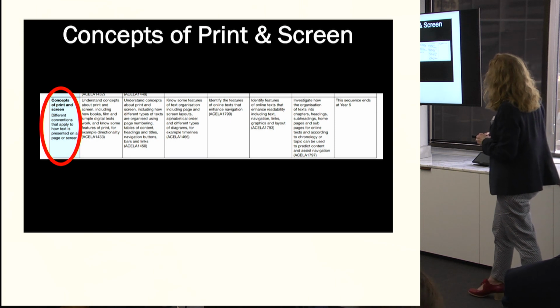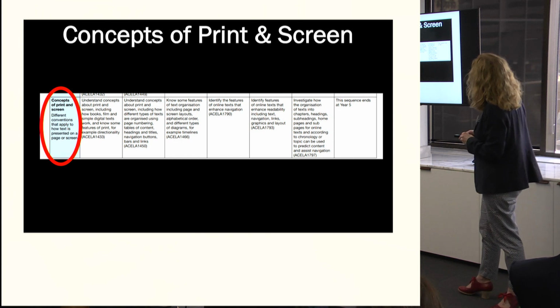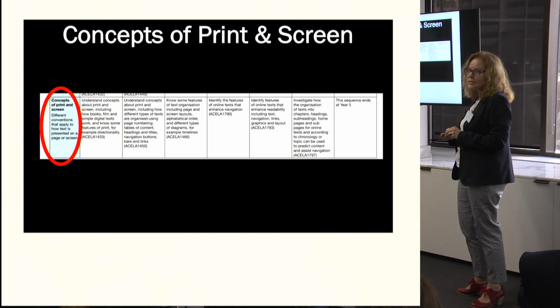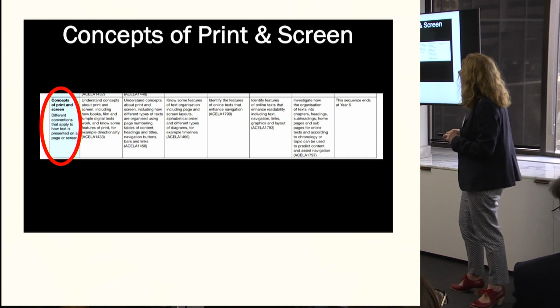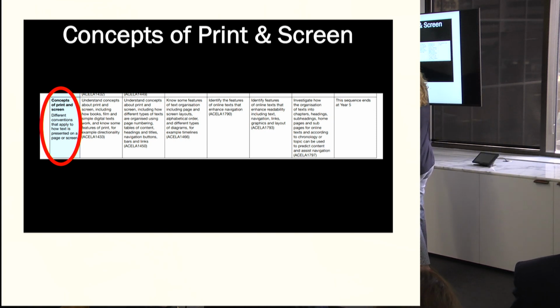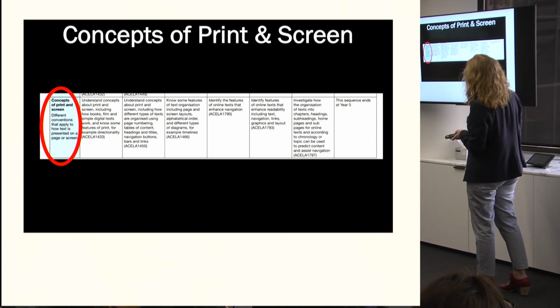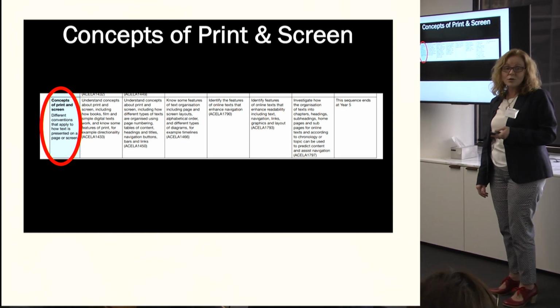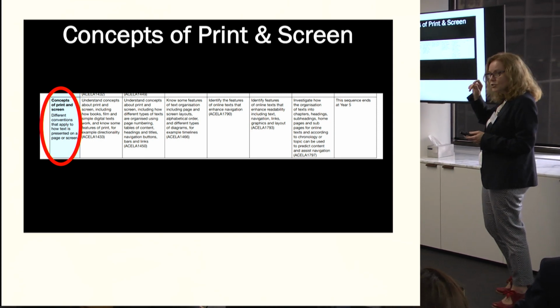Okay, I'd like to go back to the Australian Curriculum, because it is actually quite clear about the concepts of print and screen. And I think in so many ways the English curriculum was such a visionary document in the way that it paid attention to multimodal text. So we can see here that we've actually got a sub-strand that talks about concepts of print and screen, and it talks quite specifically about different conventions that apply to how text is presented on a screen or on a page as well.